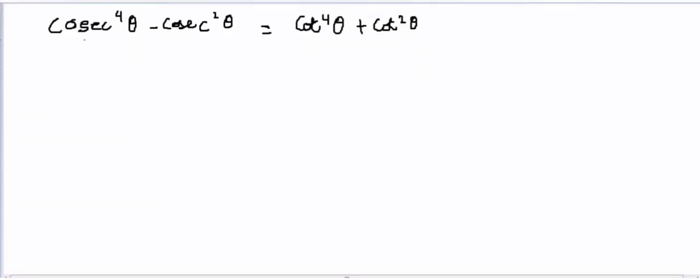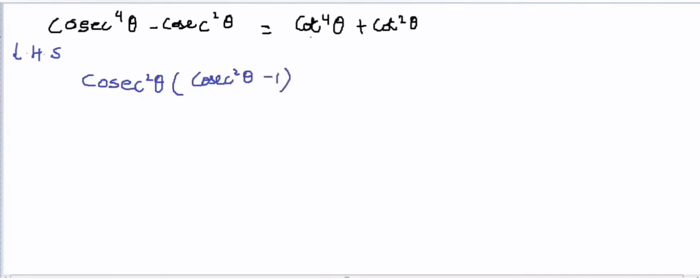We have the question here: cosec power 4 theta minus cosec square theta is equal to cot power 4 theta plus cot square theta. So we can either start with LHS or RHS. So I am starting with the left hand side. So here I have cosec power 4 theta minus cosec square theta. What I am going to do first is take cosec square theta common. If I take cosec square theta common from here, I will get cosec square theta minus 1.